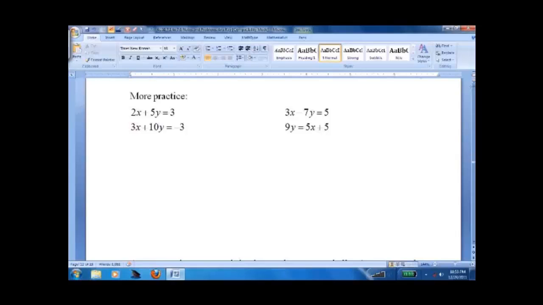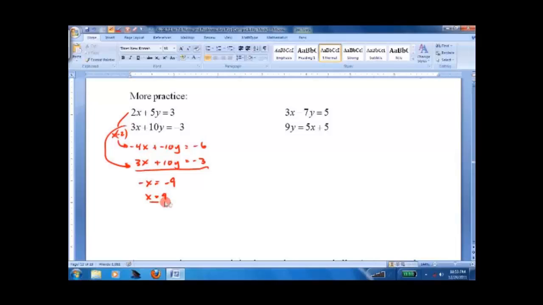So, more practice. This one sets up pretty nice. Let's just multiply the top one times negative 2. Get negative 4x plus negative 10y equals negative 6. Leave the bottom one alone. Just bring it down as is. We're off to the races. Negative x equals negative 9.